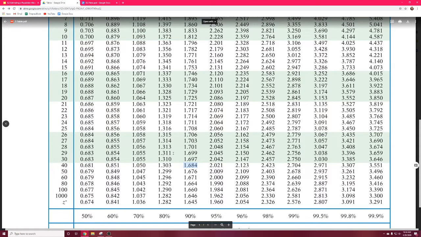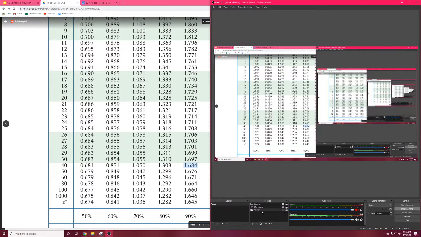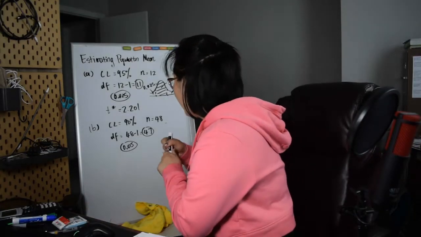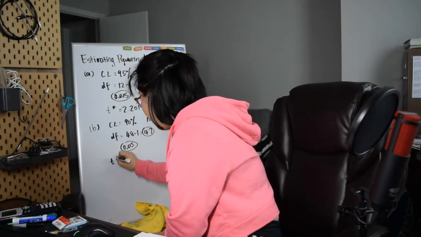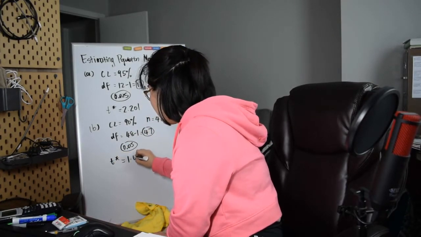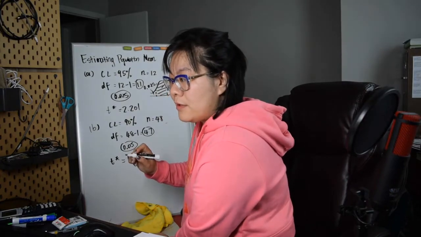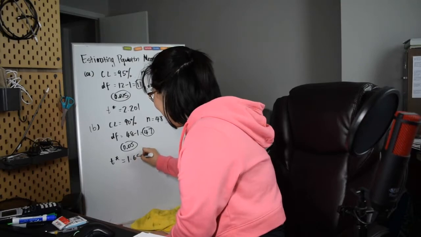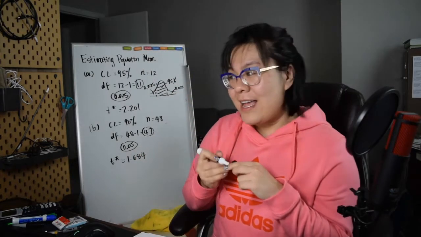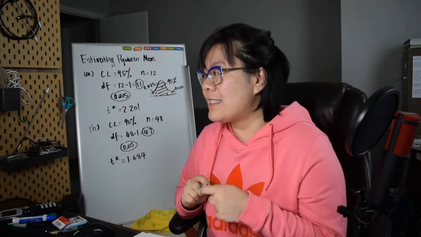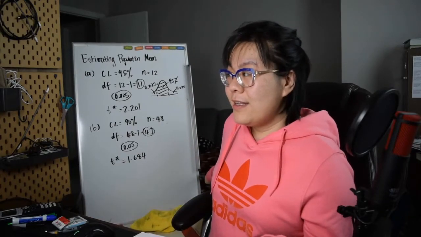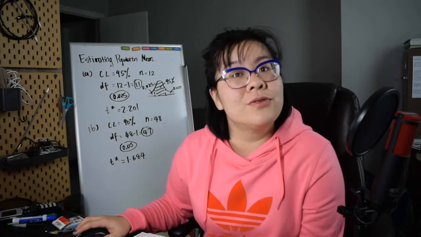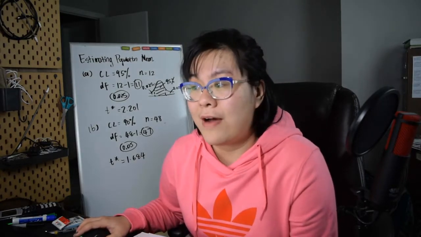So 1.684 is our answer. Over here, our t star is 1.684. That is the t star we want to find. So this is example 1. It's not very hard. It's just showing you how to find your critical value t star.